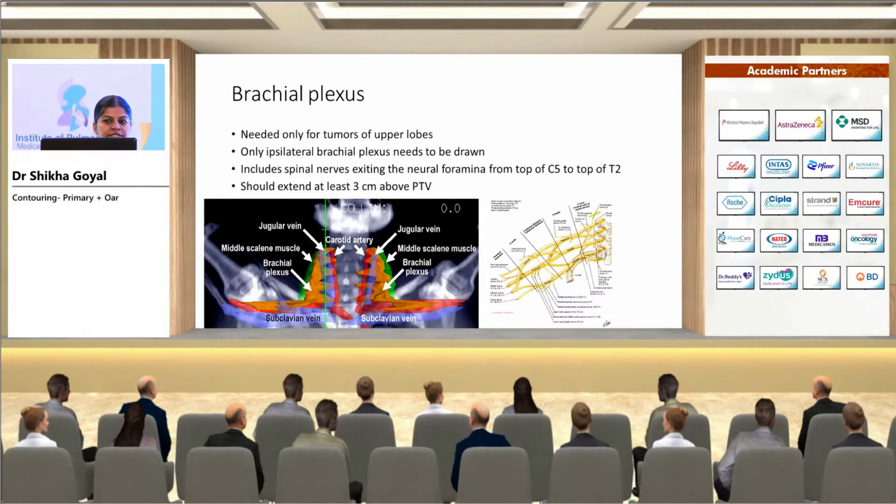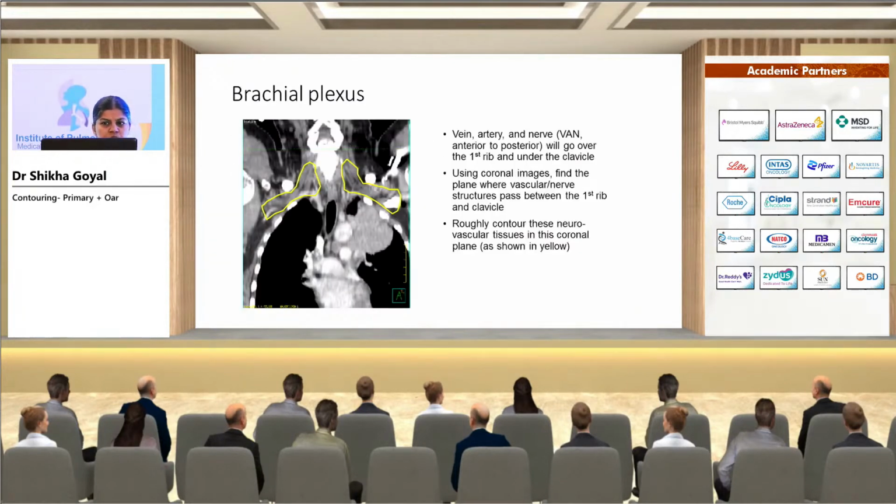So it includes the spinal nerves exiting the neural foramina from the C4, C5 junction till T1, T2 junction. So it has 5 roots. And even if the entire brachial plexus is not drawn, at least what lies within 3 centimeter vicinity of the PTV should be drawn.